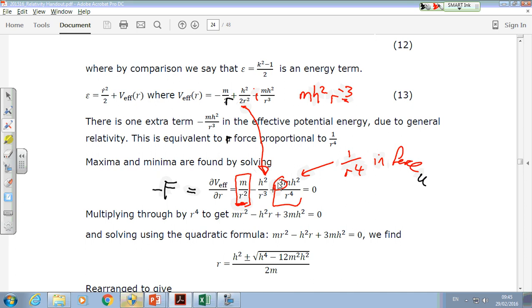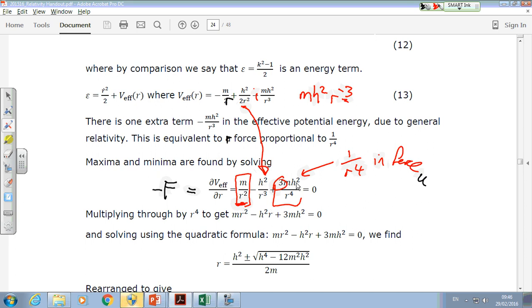But actually, what we're trying to do is set that equal to 0 and find the positions of these minima. Okay, so when is the derivative of this potential 0? When is the force equal to 0? So r squared, r cubed, r to the 4th. We'll multiply the whole thing through by r to the 4th, and this then becomes m r squared. Multiplying through by r to the 4th, this becomes minus h squared r. This becomes plus 3m h squared.